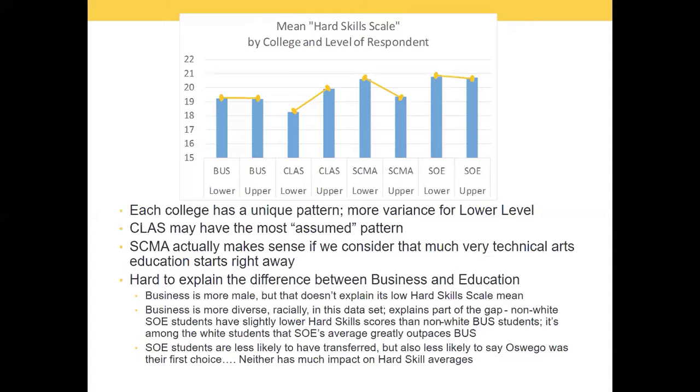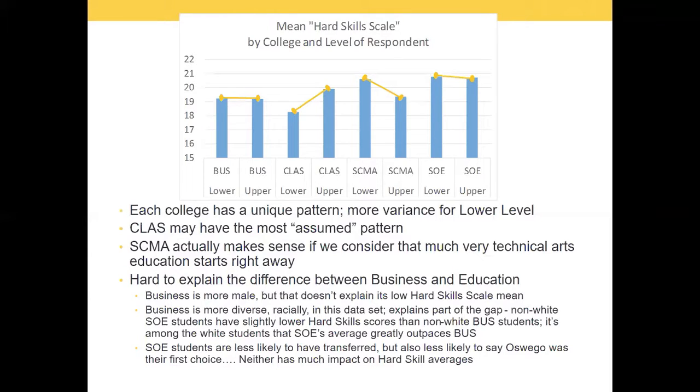I looked at lower level and upper level. I originally anticipated that everybody's pattern would look sort of like CLASS. That the lower level students would say, well, I'm learning a little bit about these things, and the upper level students would say, yes, we've mastered it all. CLASS is the only one that actually has that pattern. It gets worse with SCMA.